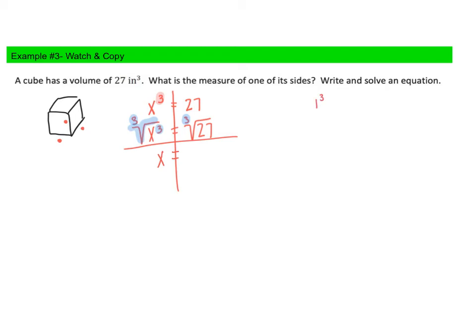1 cubed. 1 times 1 times 1, that equals 1. Okay? So 2 cubed. 2 times 2 times 2. 2 times 2 is 4. Times another 2, 8. 3 cubed. 3 times 3 times 3. Well, 3 times 3 is 9. Times another 3, 27. So that is my answer. The answer is that each of these sides is 3 inches.